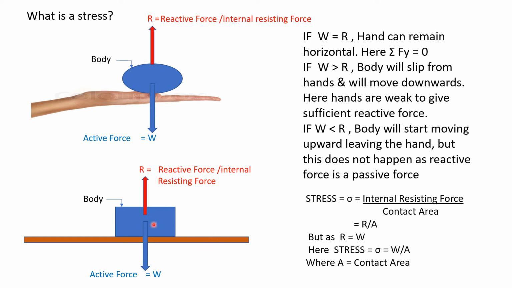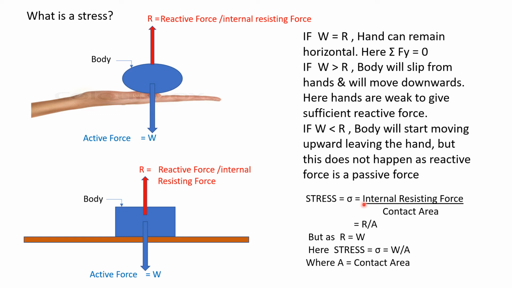Now when I keep a small body here on the table, there will be no linear motion. There will be no angular motion. There is no acceleration, no retardation, no deformation of the body, no change in shape of the body. So what is the effect? The effect is that a reactive force is developed here, which is equal and opposite. A reactive force, an internal resisting force, is developed here. A reactive force is offered by the table.